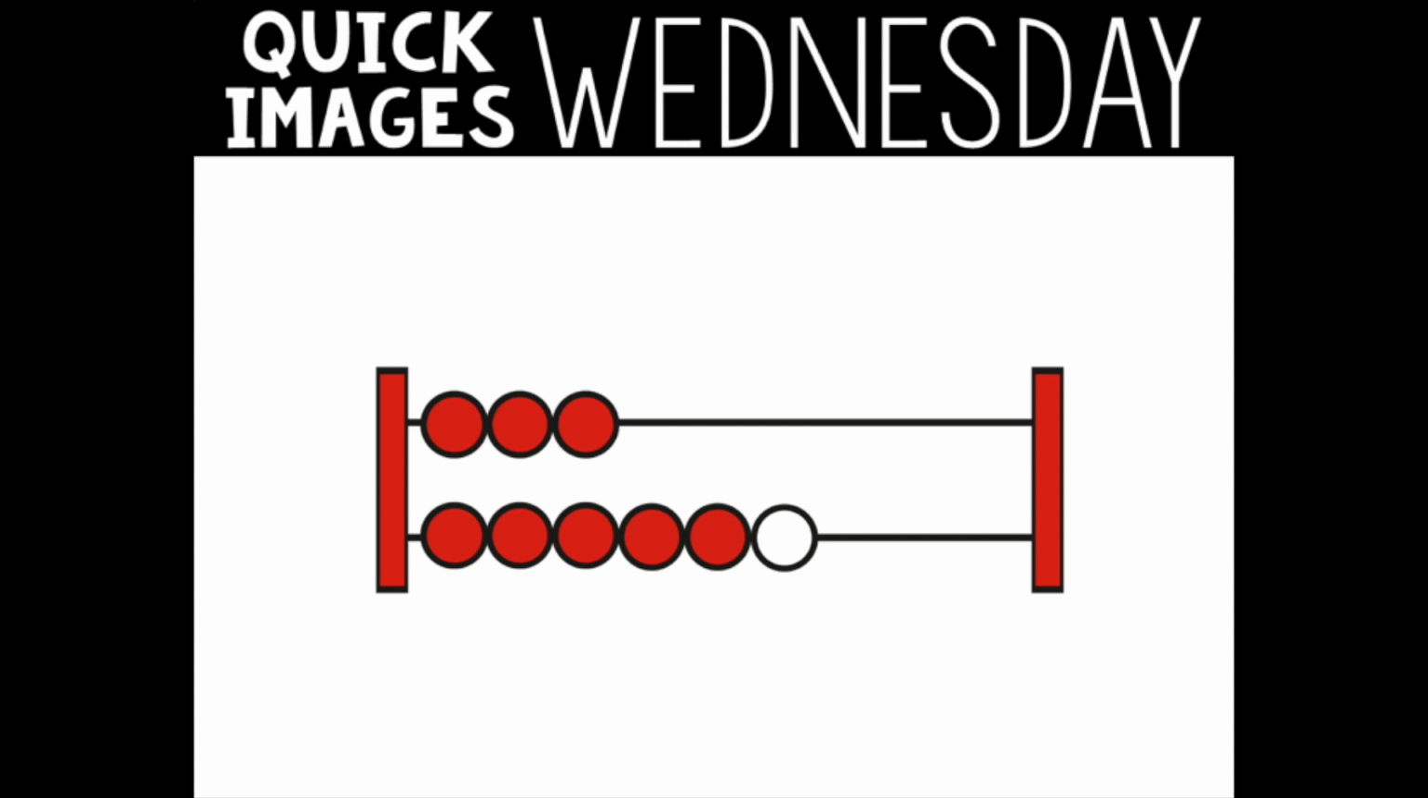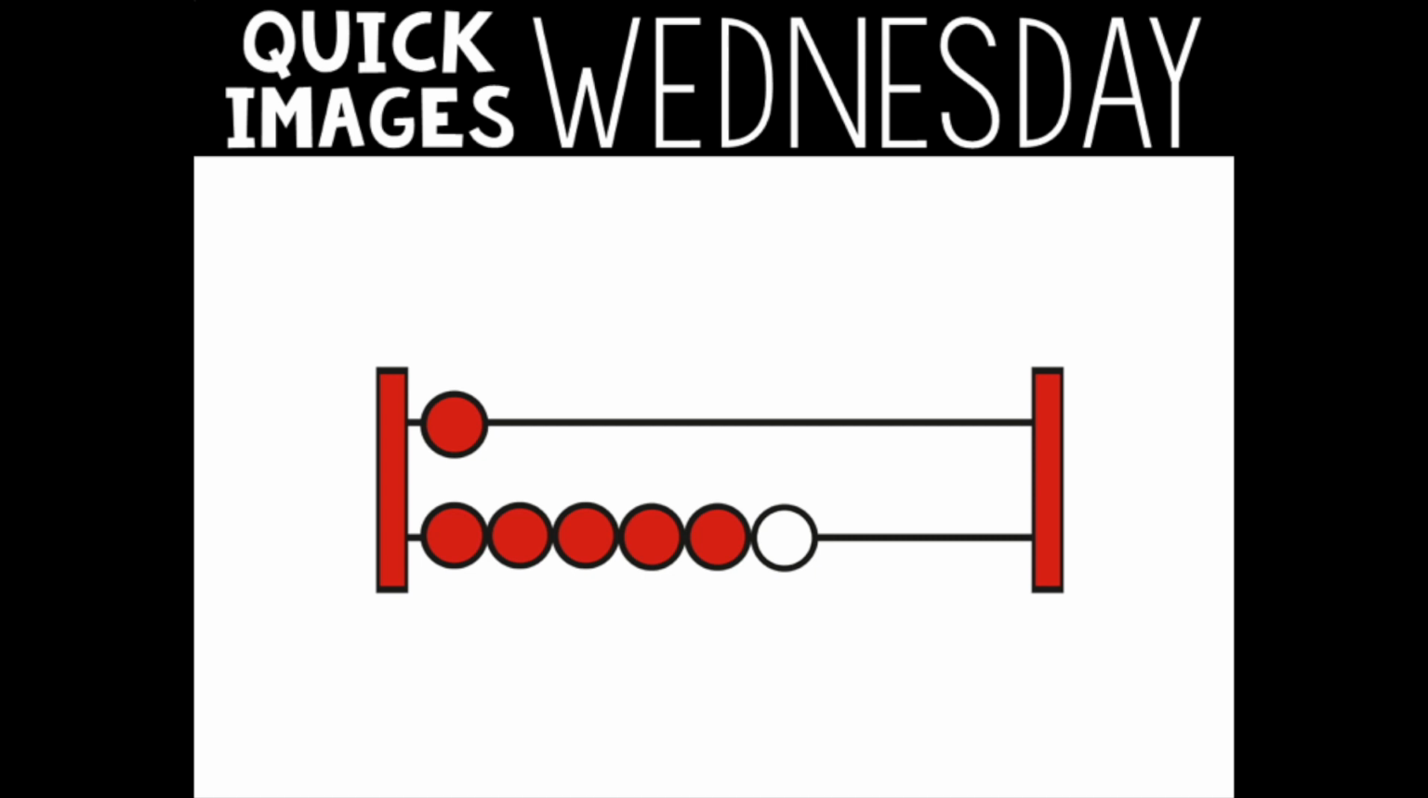Image number 4. How many beads do you see? How do you see them? Do you notice any patterns? Is there anything from the last image that can help you? I notice there's 1 less red bead on the top. That tells me there must be 9. I could also use my strategy of counting on. I know there are 6 on the bottom row. I could count on from there. 7, 8, 9. How did you figure out how many beads were there?